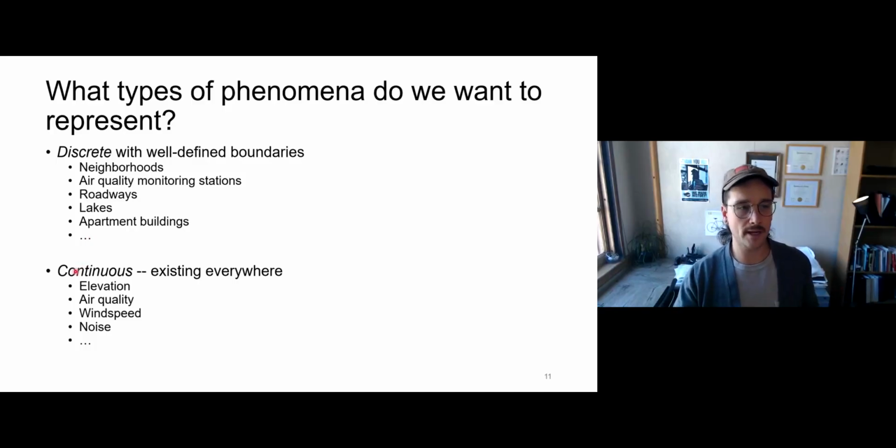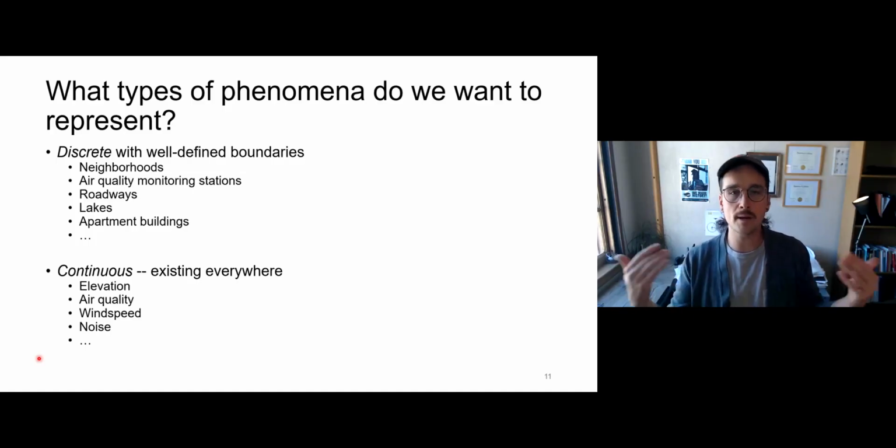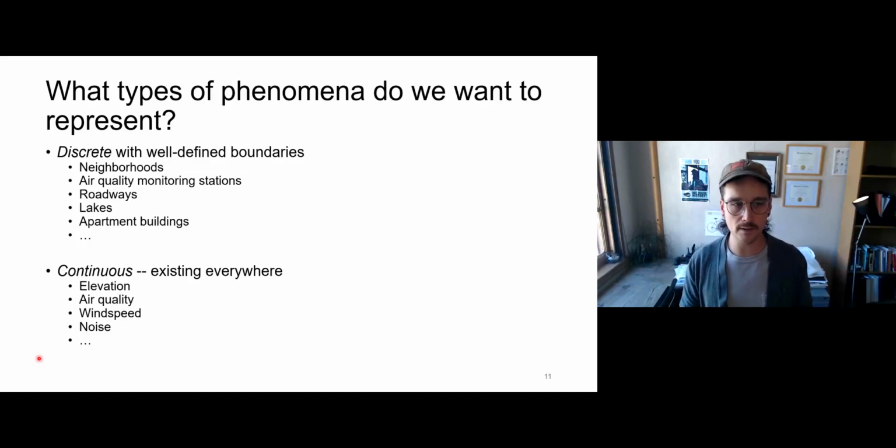There's another type of phenomenon that we often want to represent in a GIS, and that's a continuous spatial phenomenon. These literally exist everywhere, right? So these are things like elevation, air quality, wind speed, and noise. No matter where I'm standing on the planet Earth, there is an elevation associated with that location, right? I'm some number of meters above or below sea level.